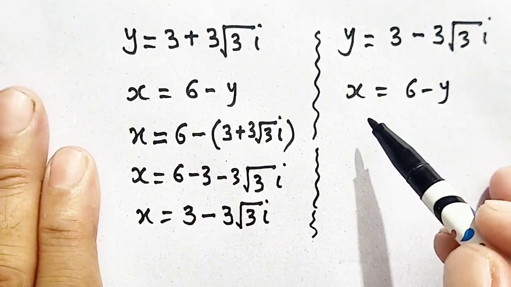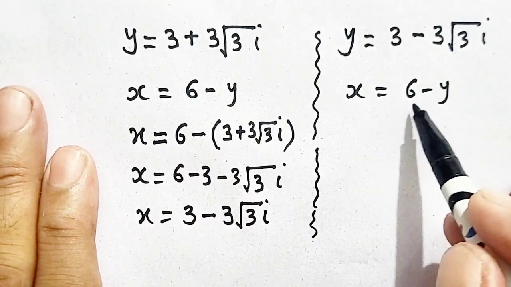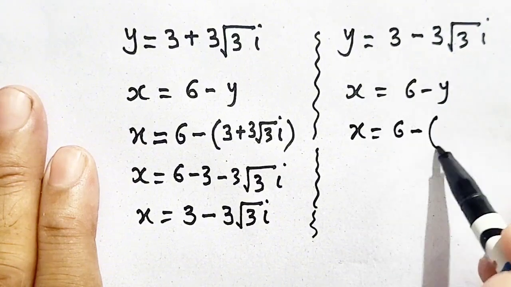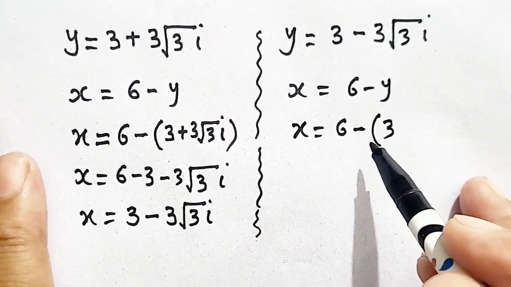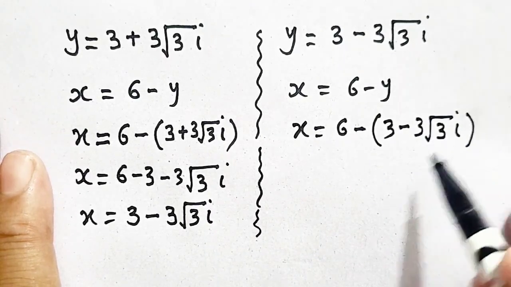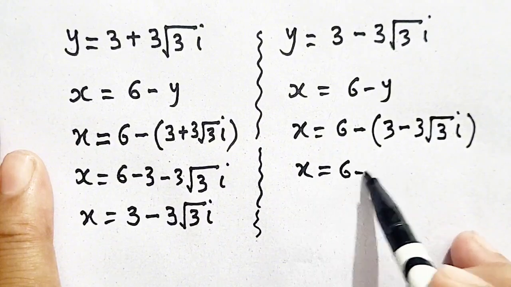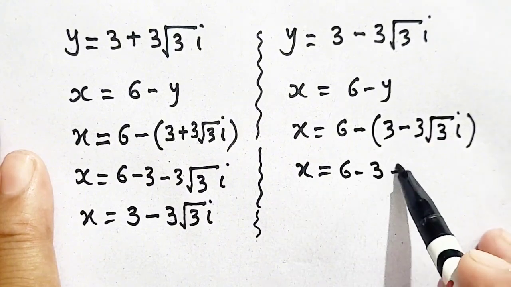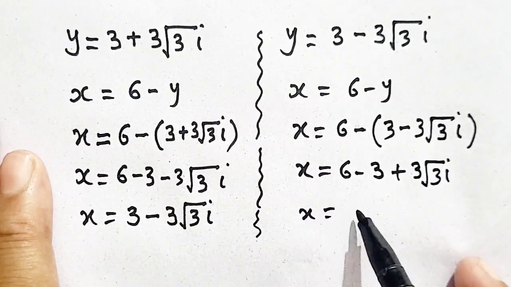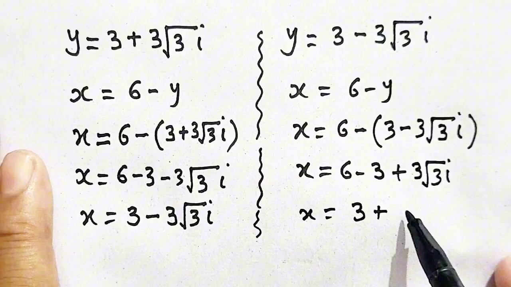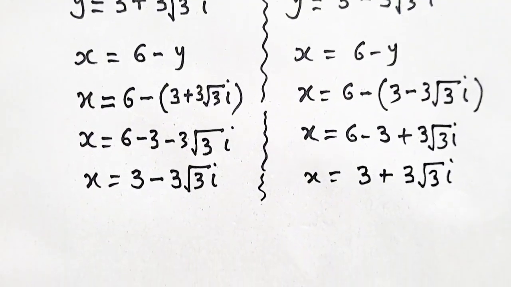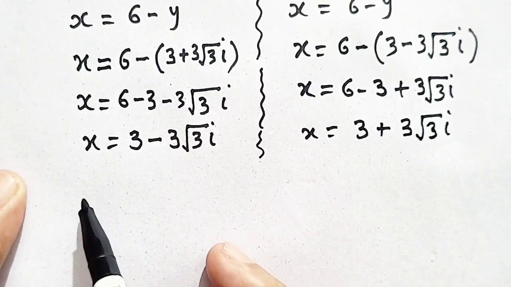Now repeat this process: x will be equal to 6 minus y, and y is 3 minus 3 square root of 3 iota. So x will be equal to 6 minus 3 plus 3 square root of 3 iota. x will be equal to 3 plus 3 square root of 3 iota. Here we have a pair of solution sets.